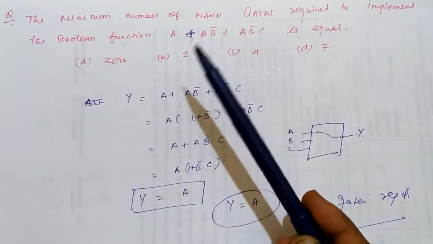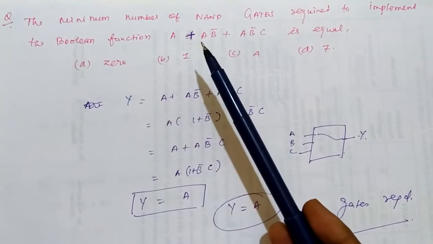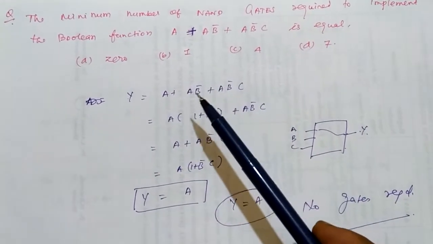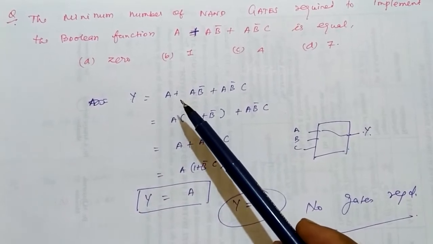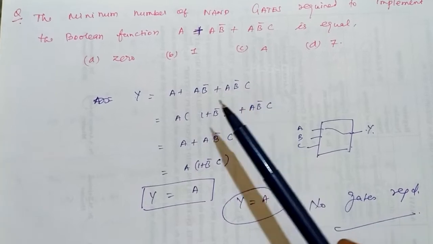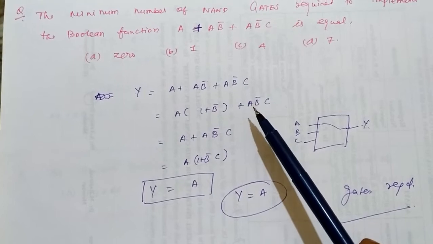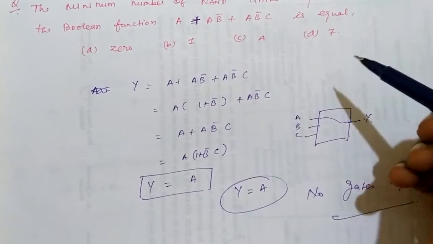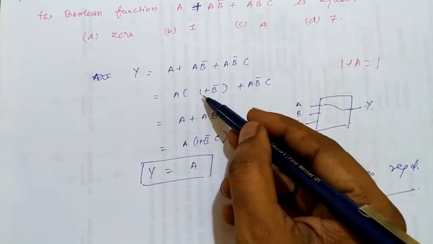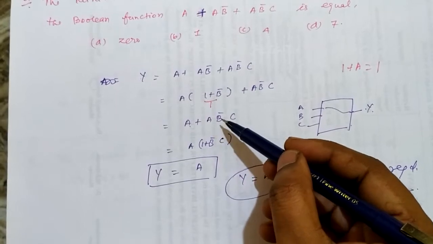Next question. The minimum number of NAND gates required to implement the Boolean function is equal to, the choices are here. Now once again we write the Boolean function A plus A B bar plus A B bar C. So here you take A outside, that is 1 plus B bar, plus A B bar C. So 1 plus anything is equal to 1. So this becomes 1. Remaining we have A. Here we have A B bar C.